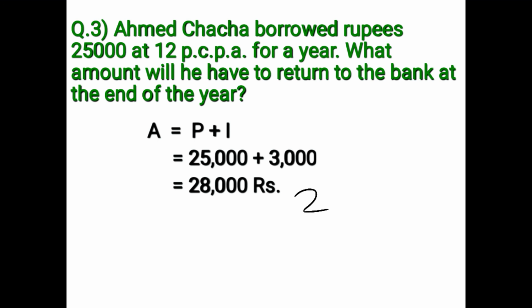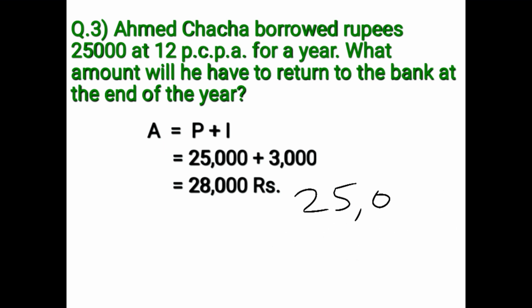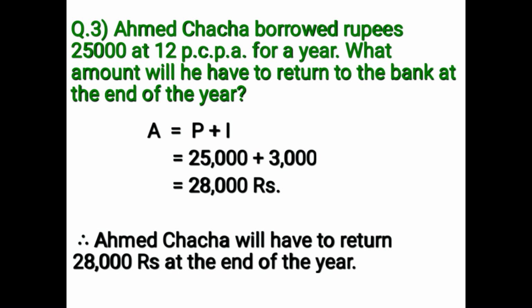You can do the addition here. 25,000 plus 3,000. 0 0 0. 5 plus 3 is 8. Here nothing is there, take 0. So I am getting 28,000 rupees. Now I'll do the last sum. Therefore, don't forget to write this last statement by putting the therefore symbol. Therefore, Amar Chacha will have to return 28,000 rupees at the end of the year.